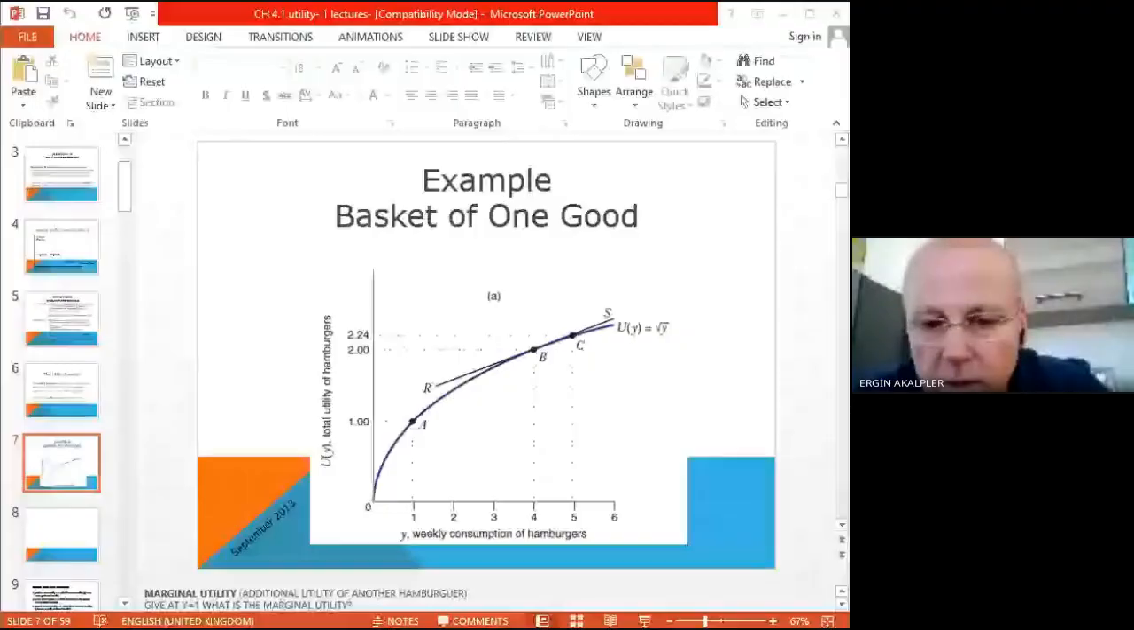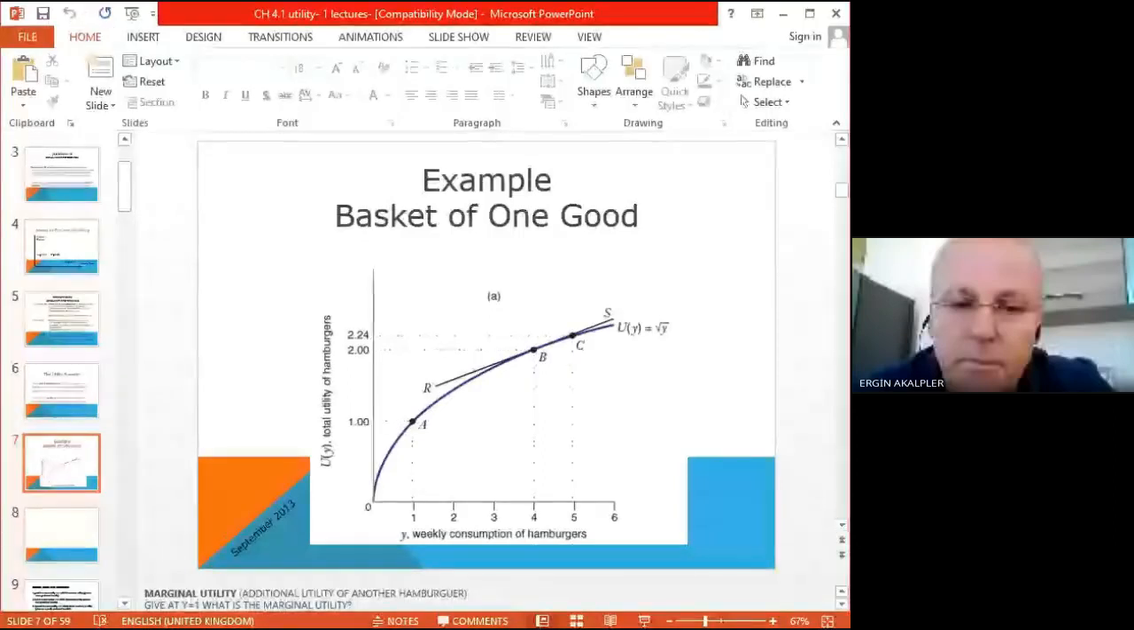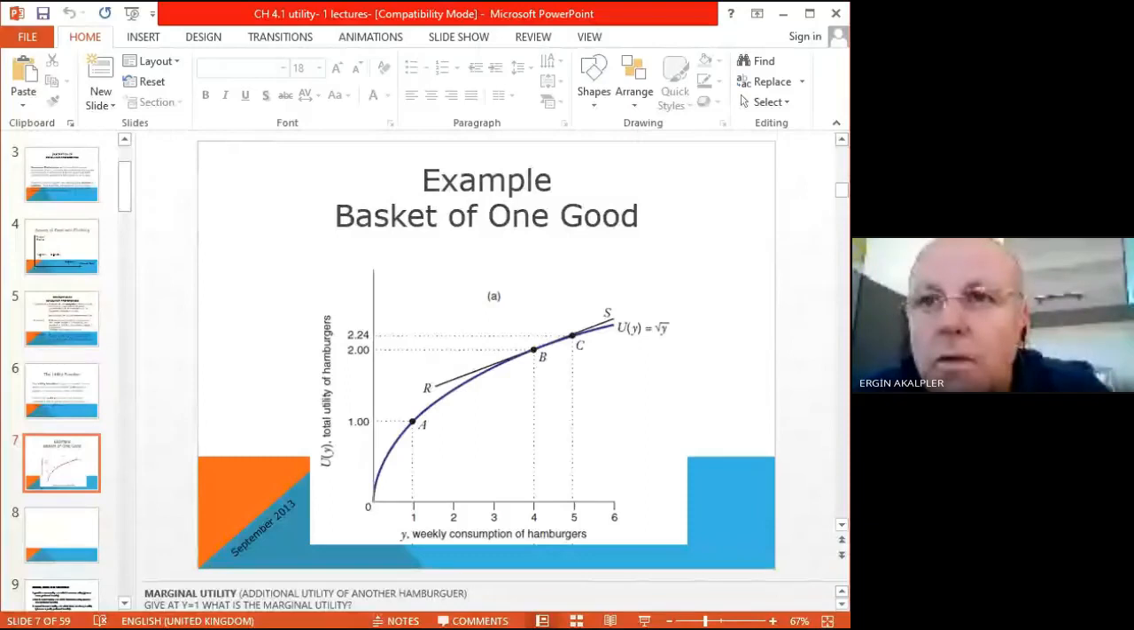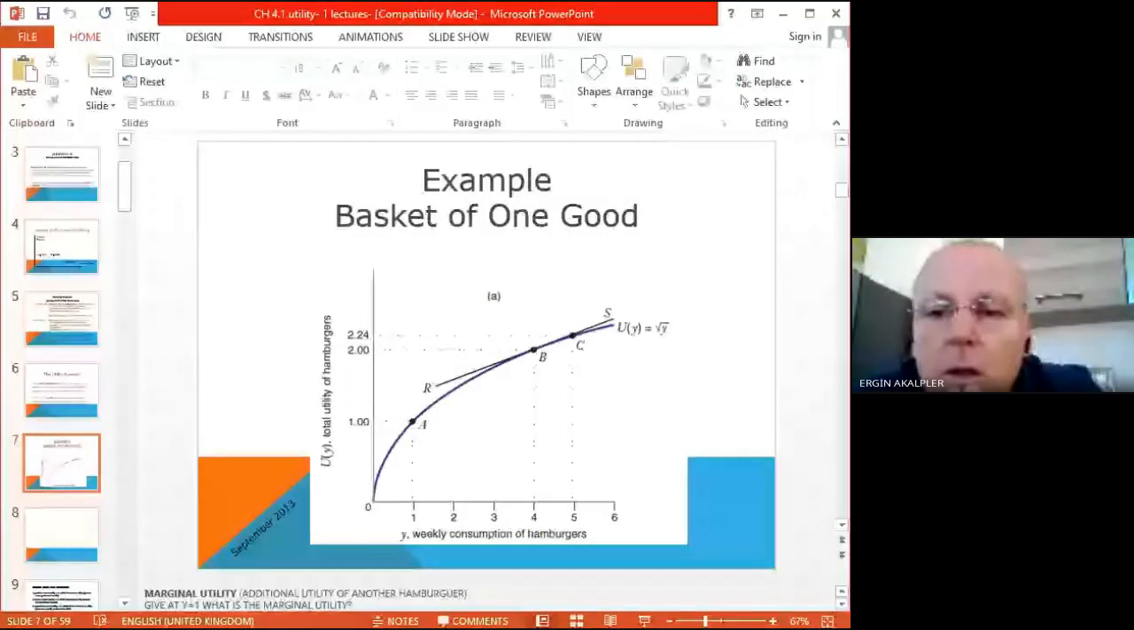Okay. Now you see the PowerPoint. You see this total utility curve, the utility function which is given here. Do you see it? Hussein and Burak and Fatima? If not, then I have you are seeing.